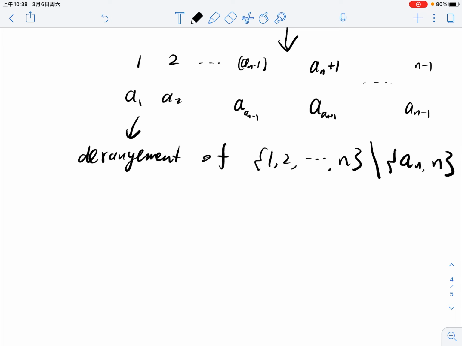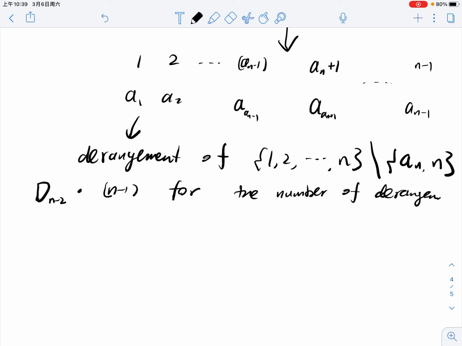Therefore, the number of all the derangements in case 1 is dn minus 2 times n minus 1, because you can take n minus 1 values for an, so you have such a number of derangements in case 1.